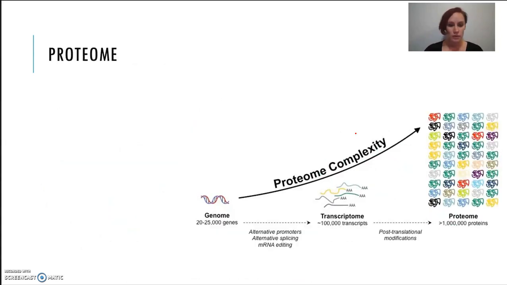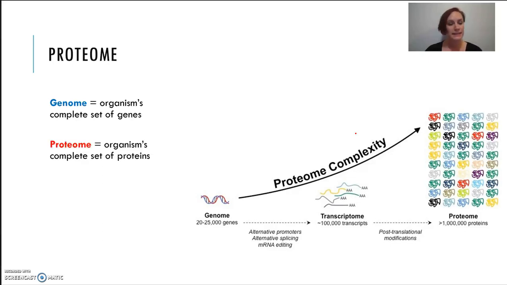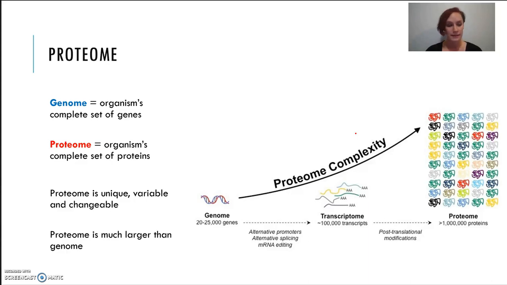A proteome is like your genome, right? Your genome is your organism's complete set of genes. Your proteome is your complete set of proteins, okay? It's definitely unique to you, but it is variable and can change, right? It's going to change depending on what you need at what time. For example, your proteome is going to change when you hit puberty and you're producing a lot more hormones, which are proteins. So your proteome is actually much larger than your genome.